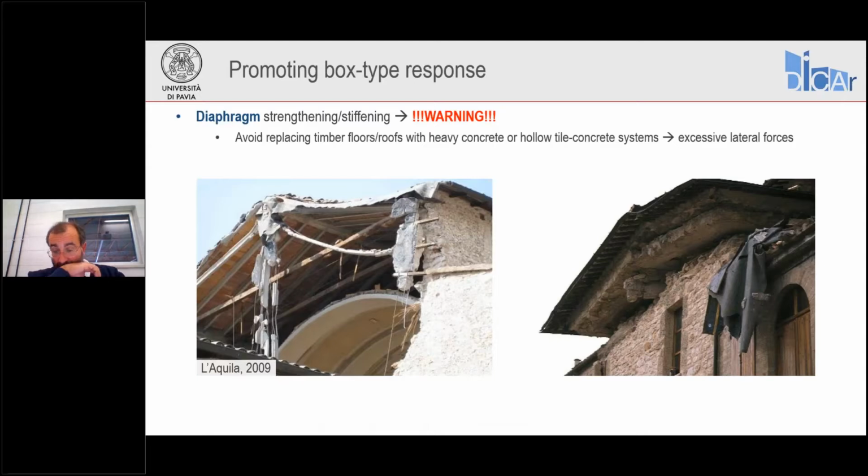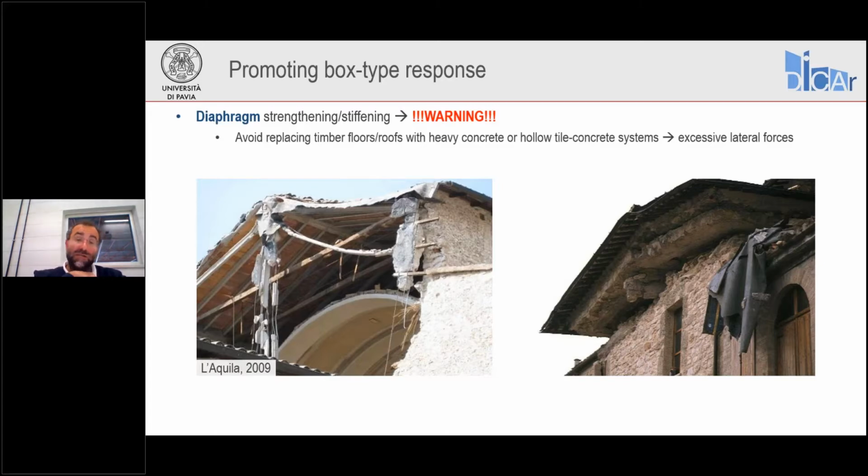Now, one thing that we absolutely need to avoid when we strengthen and stiffen our diaphragms is to excessively increase the weight of the diaphragm. A heavy, stiff diaphragm is not compatible with the historical masonry. And the risk is that these very heavy new members will apply to the masonry walls forces due to the lateral inertia that cannot be resisted by the walls themselves. So again, we create a problem instead of solving it. So when we need to increase the stiffness, we need to try to do this without or with a minimal change in the weight of the structure.